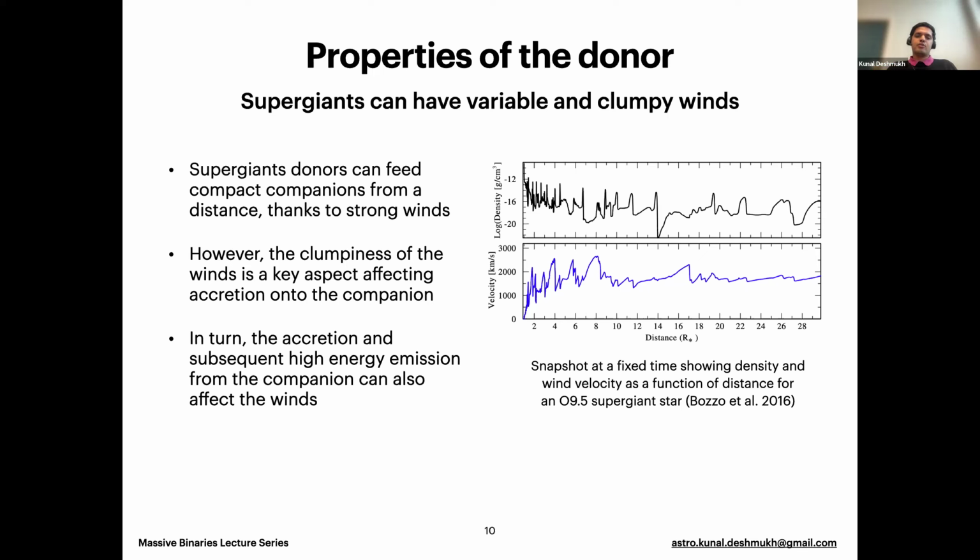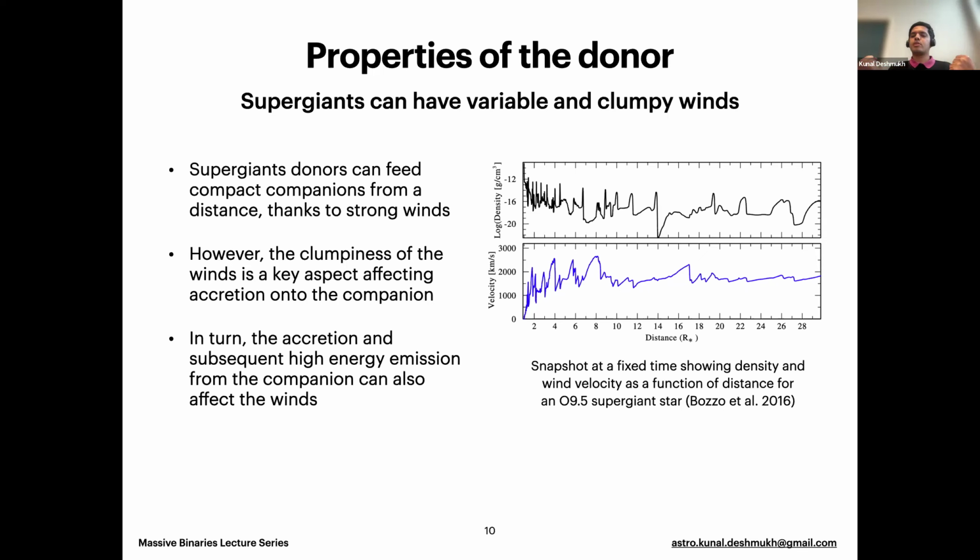So we can see that using this nice plot here, which is actually a snapshot at a fixed time, showing two things. In the top panel, we see the density, and in the bottom panel, we see the velocity of the wind as a function of distance. And we see it's not even close to being uniform. There's a lot of variability in there. And this often shows up as variability in the X-rays because this is the matter that is falling onto the compact object. So if matter falling is variable, then the emission from the compact object can also be variable at such time scales.